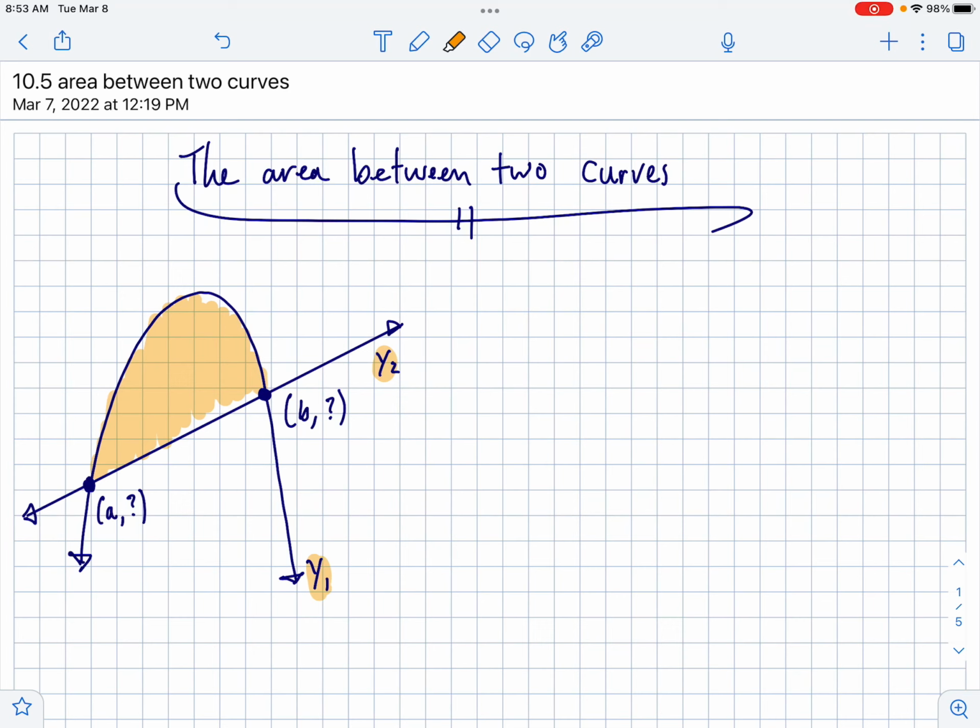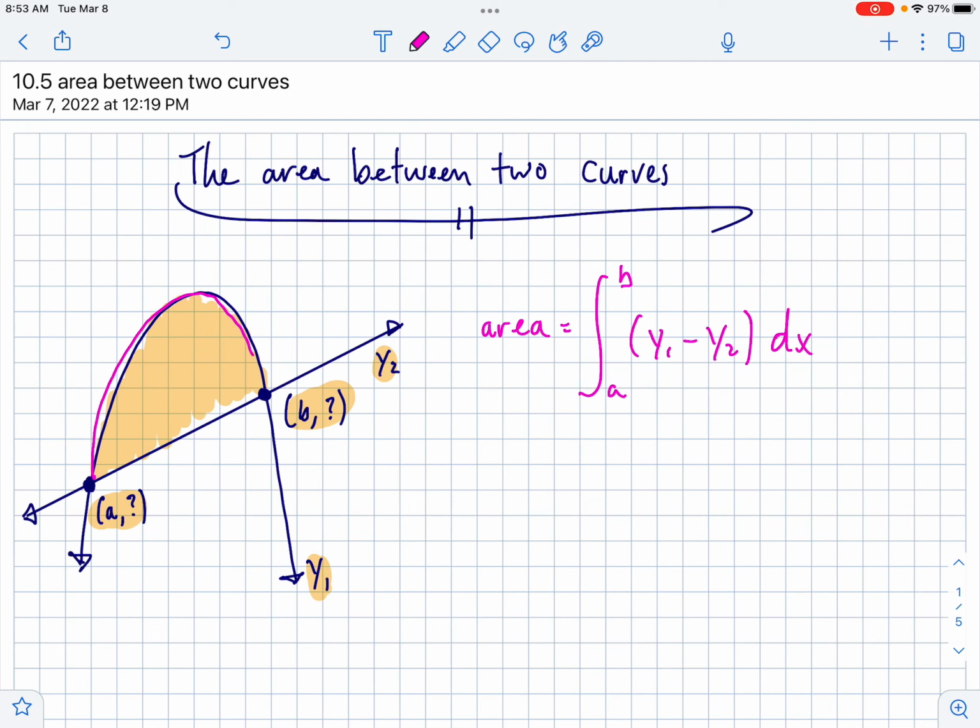using integration. If these cross at a something and b something, you don't really need to know the y values. The y values don't matter. It's just the x values. You can find the area between these two curves by integrating from a to b and then subtracting the top function minus the bottom function with respect to x.